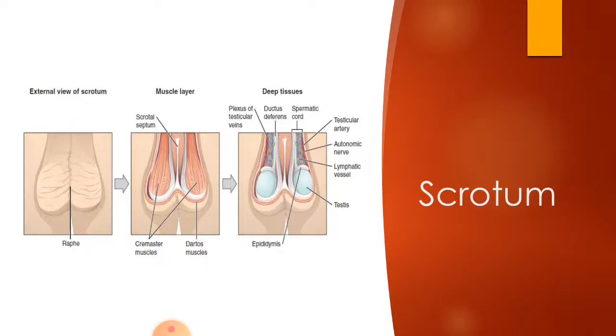So this is the figure in which the scrotum is shown, and there are basically two compartments, and within each compartment one testis will be lying, and the skin is joined in the midline, and it will not fuse in the female, and it is homologous to the labia majora in female.